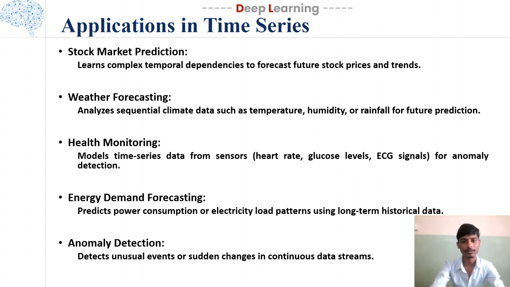So now, apart from text, self-attention is very useful for time-dependent data such as financial or sensor readings. Here are some examples. Stock market prediction, forecasting future stock prices by learning complex temporal dependencies. Weather forecasting, predicting rainfall, temperature, or humidity based on past readings. Health monitoring, detecting anomalies in ECG or heart rate data collected over time. Self-attention can look at both recent and distant time points to make accurate long-term predictions. Anomaly detection, identifying abnormal activities in data such as network intrusions or machine faults.